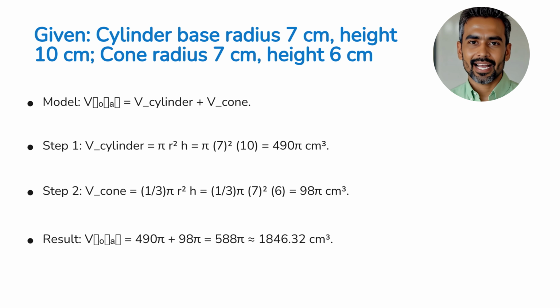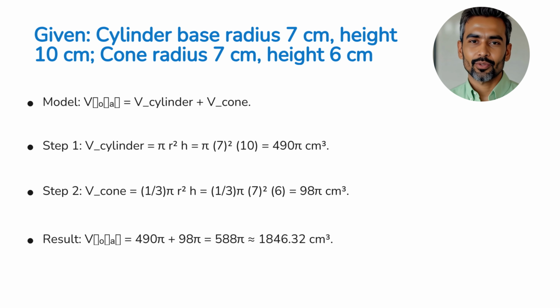Step 2. Calculate the cone volume. Remember, cone volume is 1/3 pi r squared h. That's 1/3 times pi times 49 times 6. 49 times 6 equals 294. Divided by 3 equals 98. So cone volume equals 98 times pi cubic centimeters.